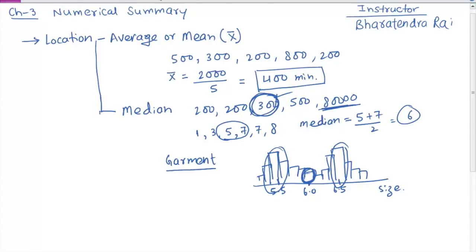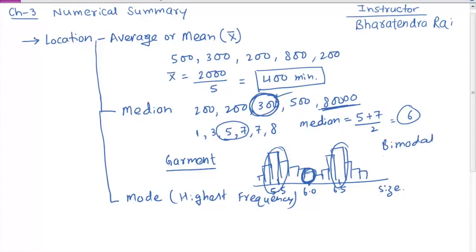So in these situations, obviously mean or median will not work. What you need is the mode, which is basically the highest frequency. The data point which occurs most often, with maximum frequency, is the mode. In fact, this histogram you can say is bimodal because there are two modes. So you can obviously have more than one mode in a data set.